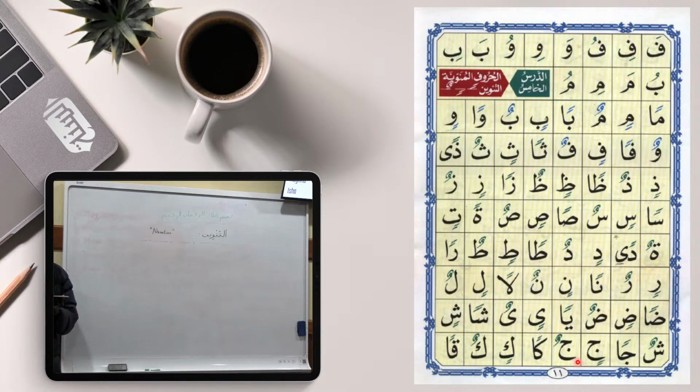Good. Next 3, for those who are following online and the sisters, we're on the last line on page 11. Next 3. Anyone who wants to help? Anyone? You want to go? Okay, go.